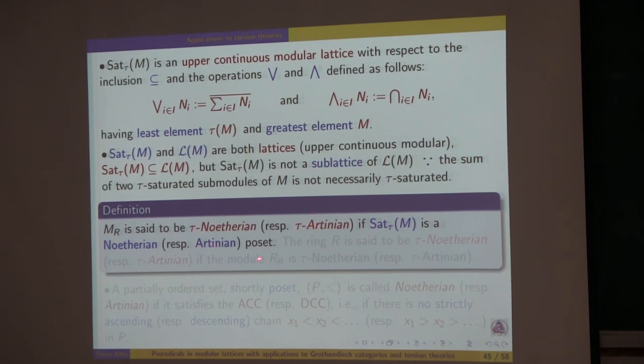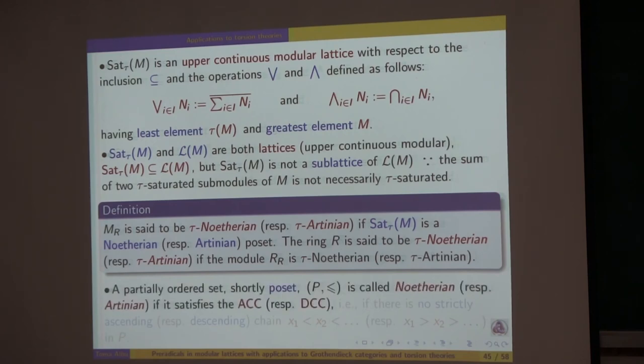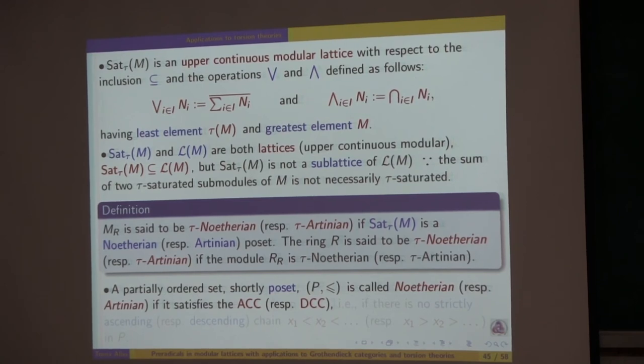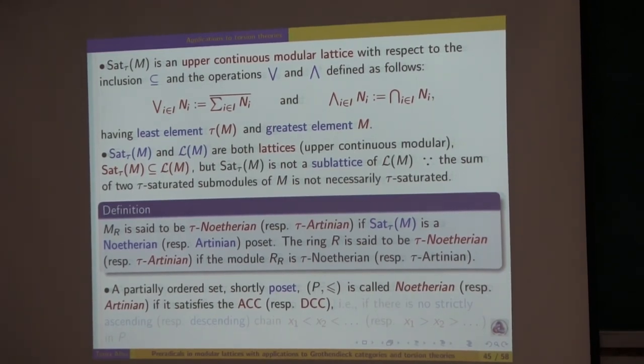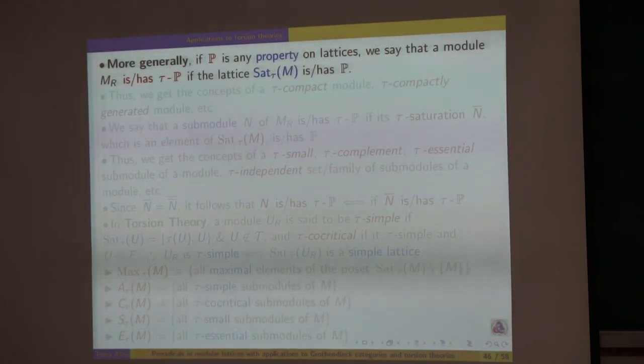And we have a definition: M is said to be tau Noetherian if this lattice is Noetherian. So what does a Noetherian lattice mean? More generally, a Noetherian poset: a partially ordered set is said to be Noetherian if it satisfies the ACC, that is, if there is no strictly ascending chain.